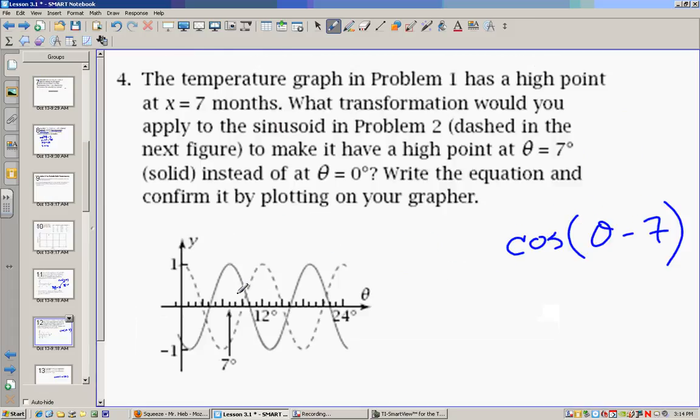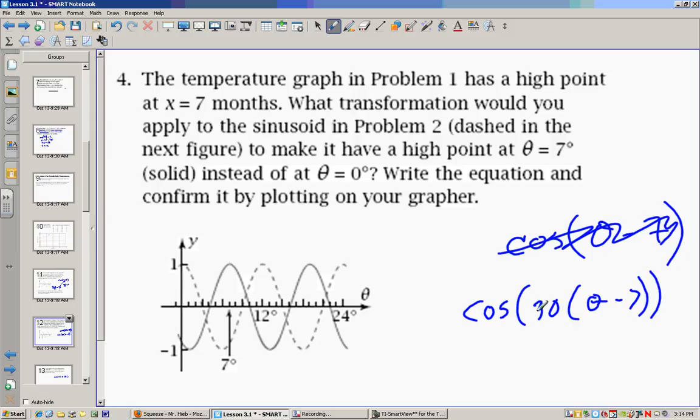All right, now what we do is we take that function and we move it to the right 7. I did something wrong here. This should be, because it's still shrunk horizontally, cosine of 30 theta minus 7. Now on your calculator, you need these extra parentheses, but when you're writing it, you don't necessarily. You could just say it's y equals cosine 30 theta minus 7. Either of these two is acceptable if I have a y equals in there.